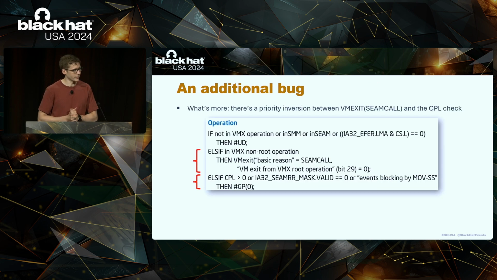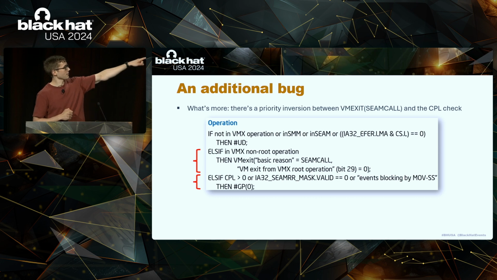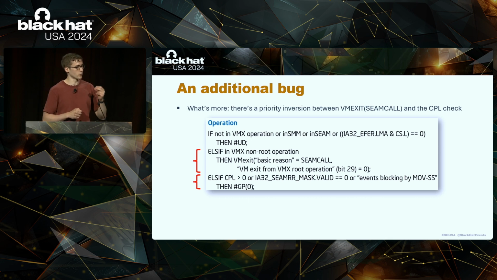What's more, there's actually a second bug if we look at the rest of the pseudocode of the SymCall instruction. There is a priority inversion. The SymCall instruction is supposed to be executable only from kernel mode, not from user mode. The problem is that in that pseudocode, there is a priority inversion. The privilege check takes place after the VM exit. So the VM exit occurs before.